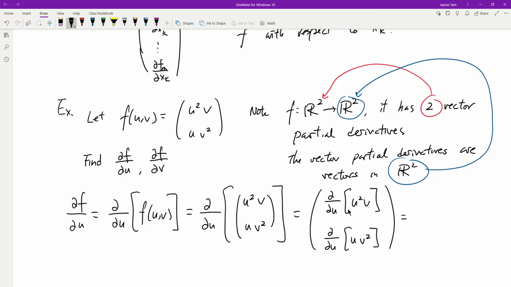So when I differentiate u squared v with respect to u, we keep v as a constant and simply differentiate u. The derivative of u squared would be 2u. So therefore this becomes 2uv. If I differentiate u v squared, then v squared is a constant, so that stays. And when I differentiate u, I get 1. So 1 times v squared is v squared. So that would be my df over du.